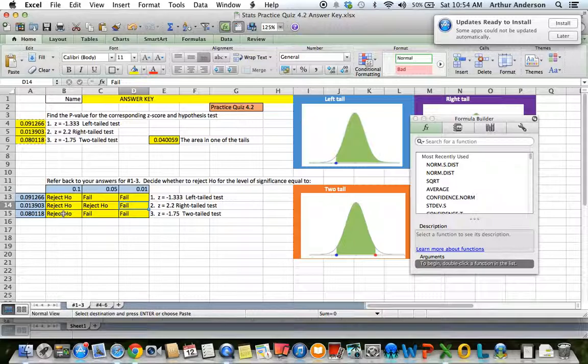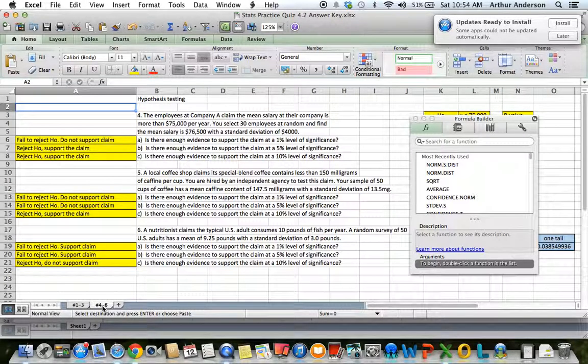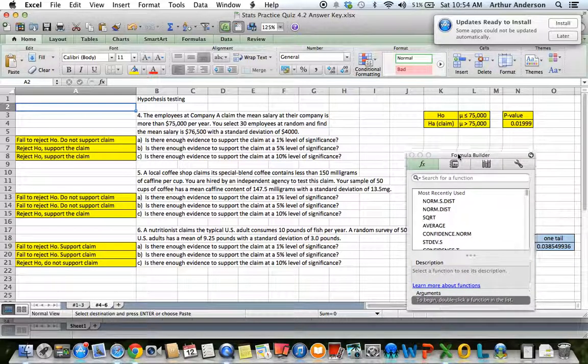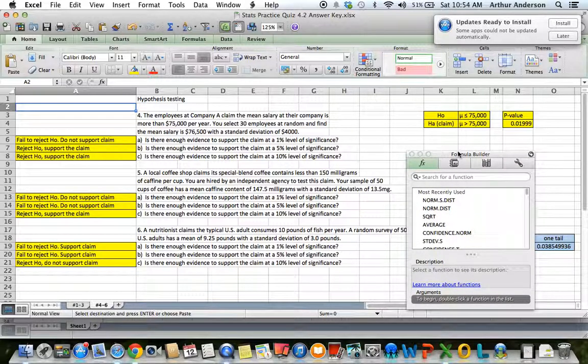And for the last one, because it was a two-tailed test, the p-value is 8%, not the 4% that we did over to the side. So we reject the null hypothesis for a 10% level of significance, and we fail to reject for both 5% and 1%. On the next page, we have 3 word problems. The first one is a right-tailed test, the second one is a left-tailed test, and the third one being a two-tailed test. So I have the answers filled in here, but I'll show you how I came up with all of this.